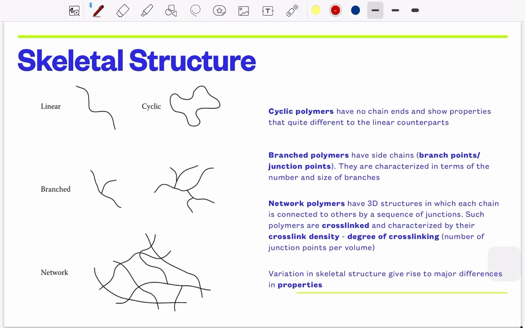And then the network, it's actually three dimensional, but it can be connected in every direction. Sometimes we call this directly the crosslink polymer. Right here, another terminology, and I think some textbooks also use crosslink polymers. So they are the same thing. The network and crosslink polymers are the same thing. Skeletal structure.